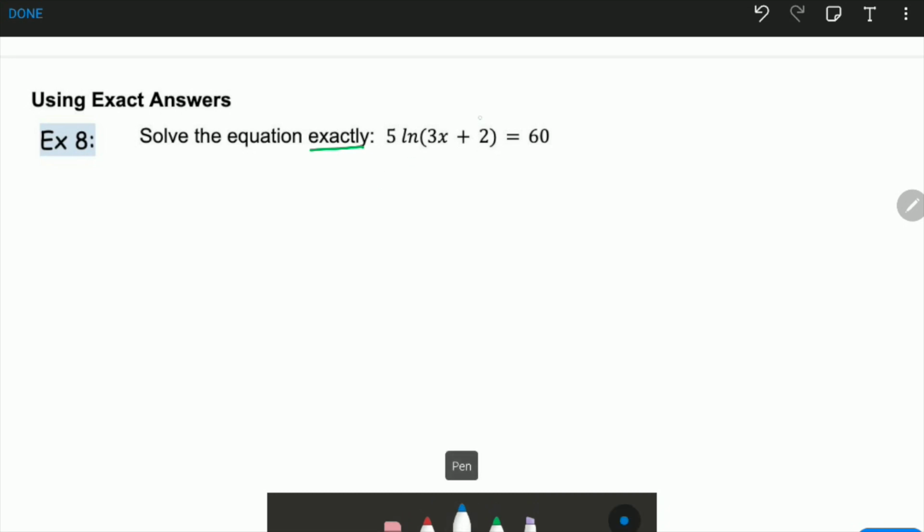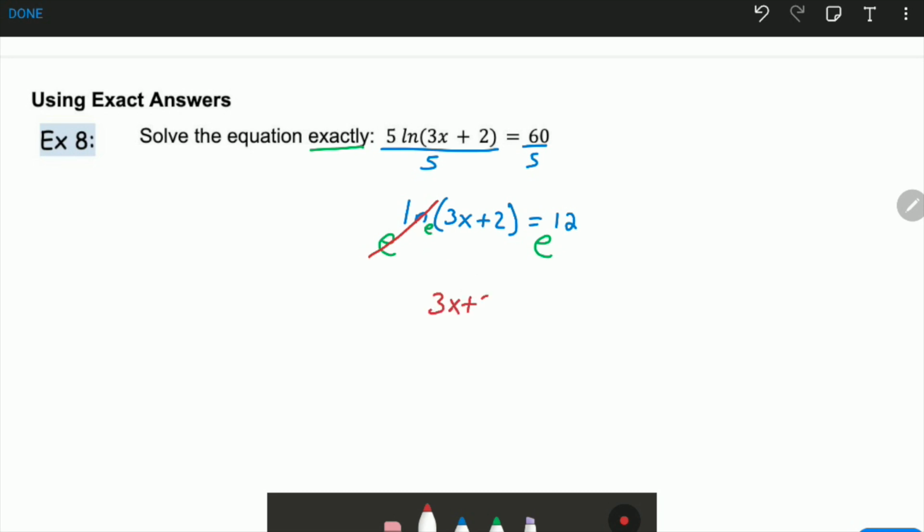So for this one, we get rid of anything outside the logarithm first. In this case, divide by 5. Giving us ln of 3x plus 2 equals, well, 60 divided by 5 is 12. Next, the opposite of ln, or log base e, is making both sides an exponent of e. Ln and log base e cancel out, so we have 3x plus 2 equals e to the power of 12.